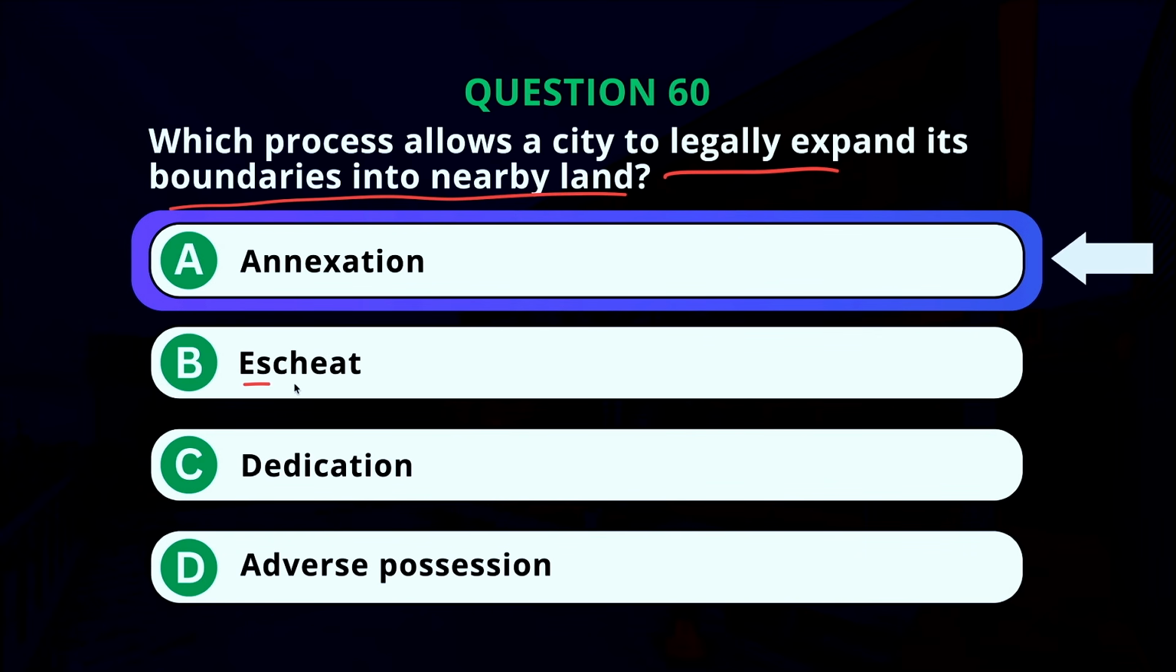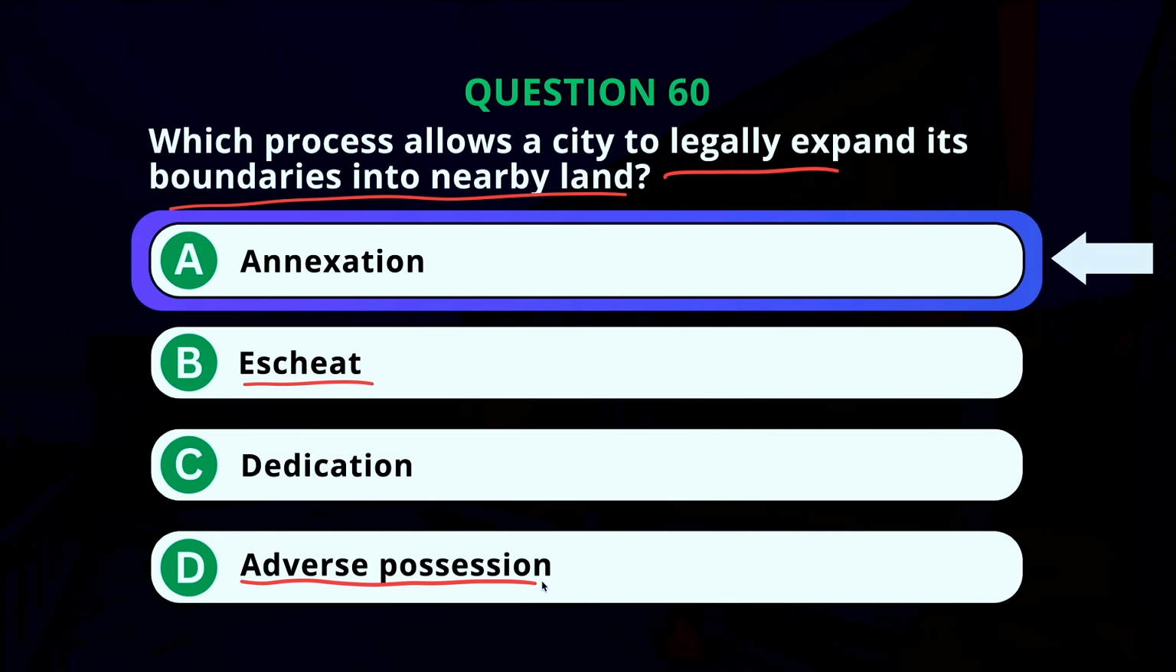And so we have escheat, which is when somebody dies without a will and no heirs, and the government takes the land, and it doesn't say anything about people dying, no will, etc. Dedication, for example, a developer could dedicate land to a government for various uses like roadways. And then adverse possession is openly, notoriously, continuously, in a hostile manner occupying another person's land for a period of time as prescribed by that state's law. That isn't what's going on here. They would use those buzz phrases if this were adverse possession. So you want to know that this is annexation.